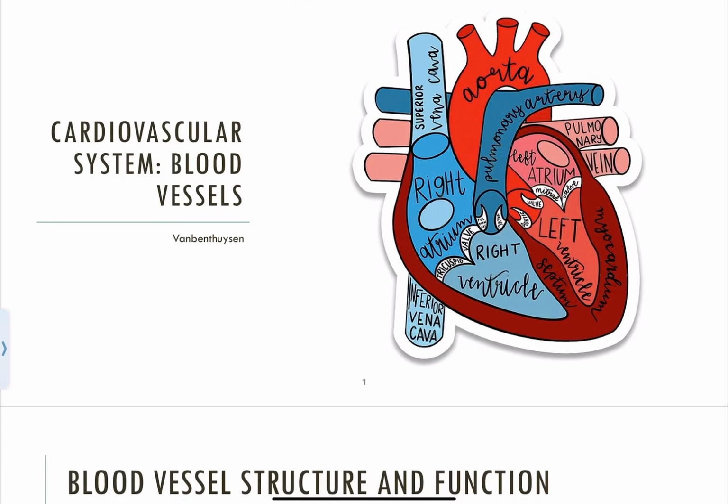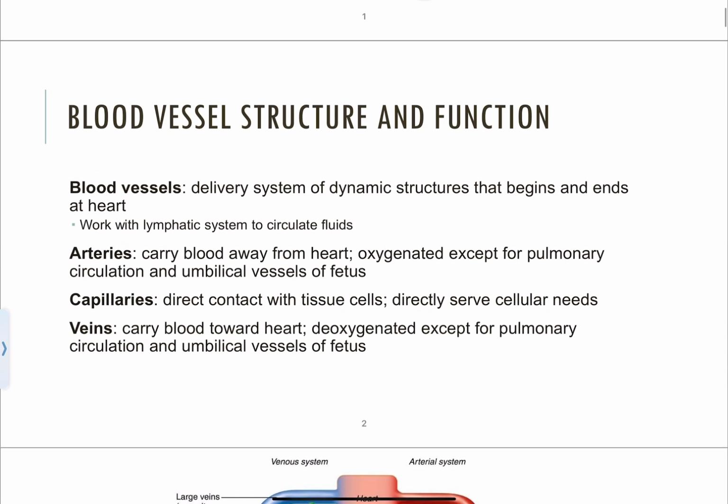Okay, so this is the first mini lecture of chapter 19, where we're going to continue our discussion with the cardiovascular system, but this time we're going to focus on the blood vessels and not the heart. So if we're talking about blood vessels, this is a closed delivery system that begins and ends with the heart. The blood vessels do work in conjunction with our lymphatic system to help circulate fluids.